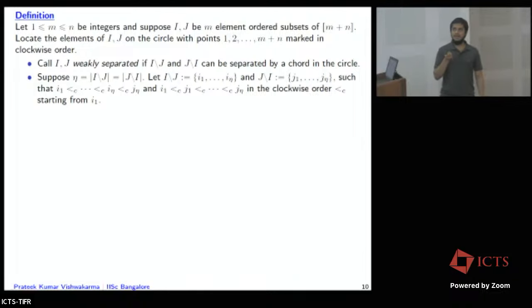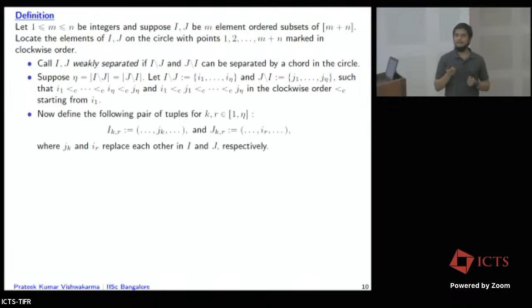We order the elements of I minus J as I1, I2, up to I eta, and J1, J2, up to J eta for J minus I, such that in moving in the clockwise order, starting from I1, we encounter I1, then I2, then I3, and so on, and in the end we encounter J eta. And similarly for the elements in J minus I as well, starting from I1, we should encounter I1 obviously, and then J1, J2, and so on up to J eta. Once we have fixed this order, we define I_kr and J_kr, where I_r and J_k replace each other in I and J.